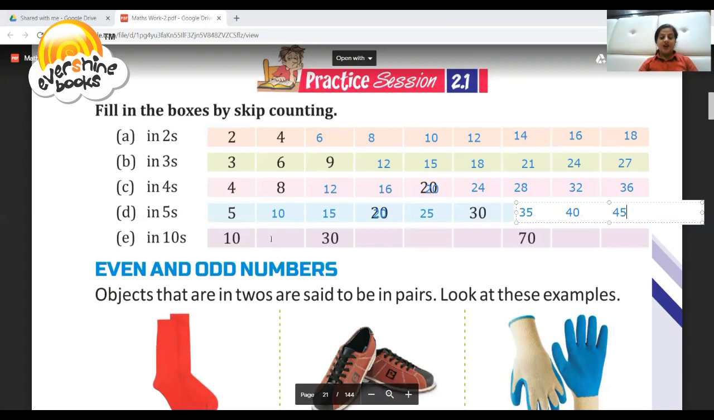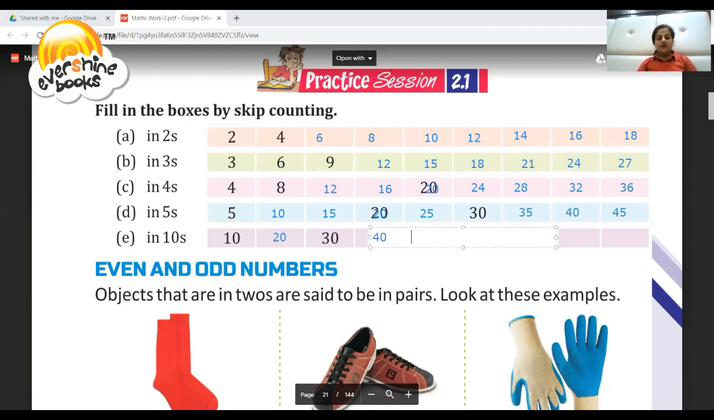Yes. Now, tens. In tens counting, what do we do? Skip counting: just put a 0 behind the counting, like this. 10, 20, 30 is written right here, 40.